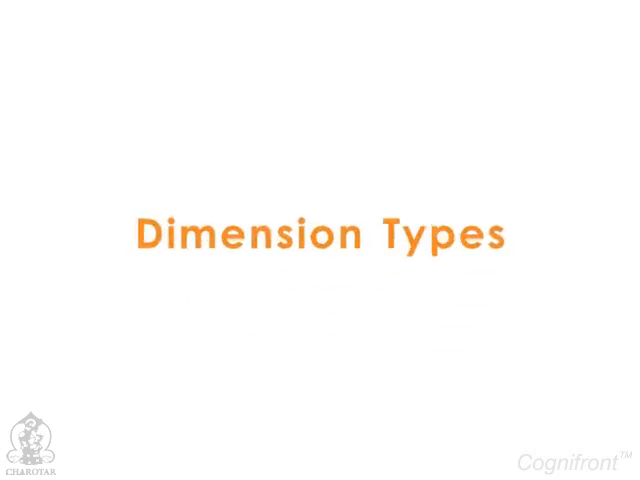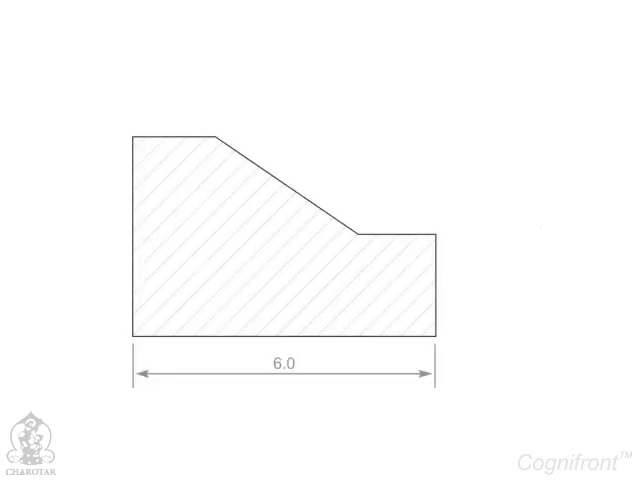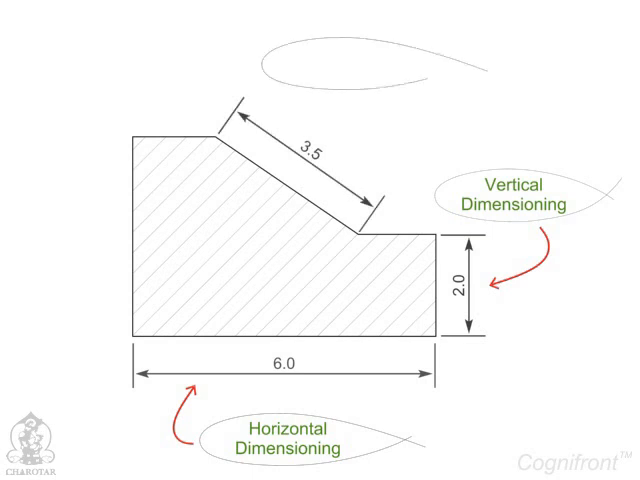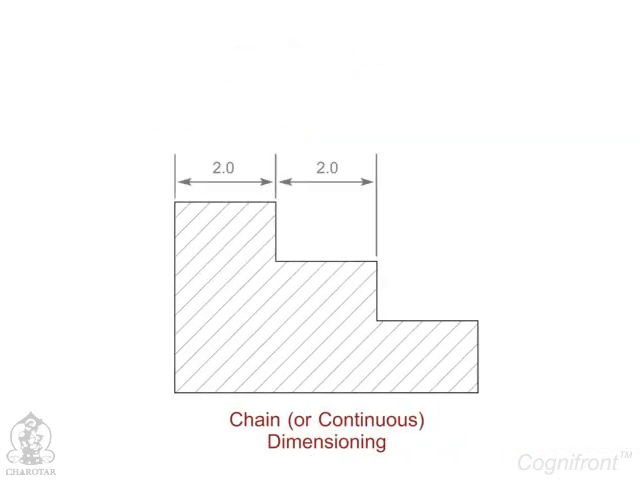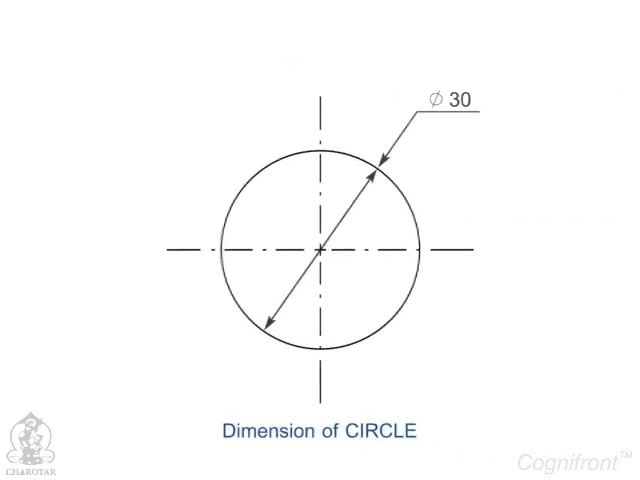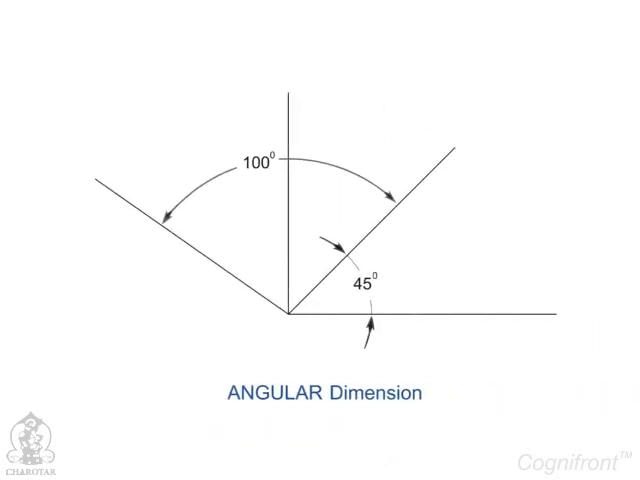Well, now it's time to give exact dimensions to our drawings. Dimensioning plays a very important role while drawing. There are many types of dimensioning, such as horizontal dimensioning, vertical dimensioning, aligned dimensioning, chain or continuous dimensioning, parallel dimensioning, diameter dimensioning for circles, radius dimensioning for arcs, angular dimensioning for angles.